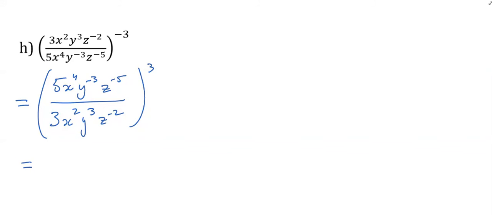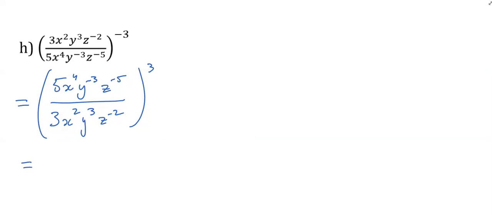Okay, then y to the negative 3. So negative 3 times 3 is y to the negative 9. Negative 5 times 3, z to the negative 15. 3 to the 3. 3 times 3 times 3, what's that? 27. 27, very good.